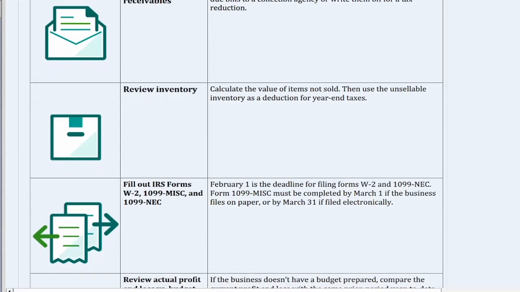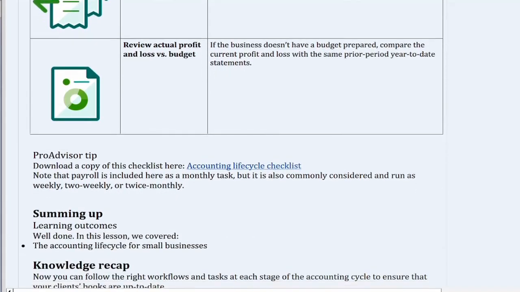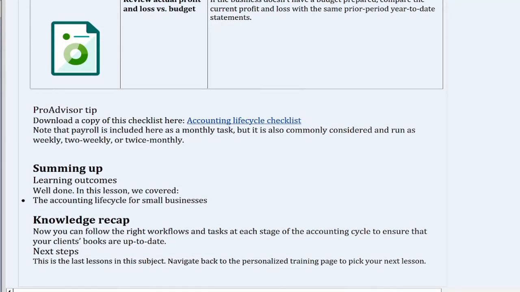Fill out IRS Forms W-2, 1099-MISC, and 1099-NEC. February 1st is the deadline for filing Forms W-2 and 1099-NEC. Form 1099-MISC must be completed by March 1st if the business files on paper, or by March 31st if filed electronically. Review actual profit and loss versus budget. If the business doesn't have a budget prepared, compare the current profit and loss with the same prior period year-to-date statements. Pro Advisor Tip: download a copy of this checklist here, Accounting Lifecycle Checklist.